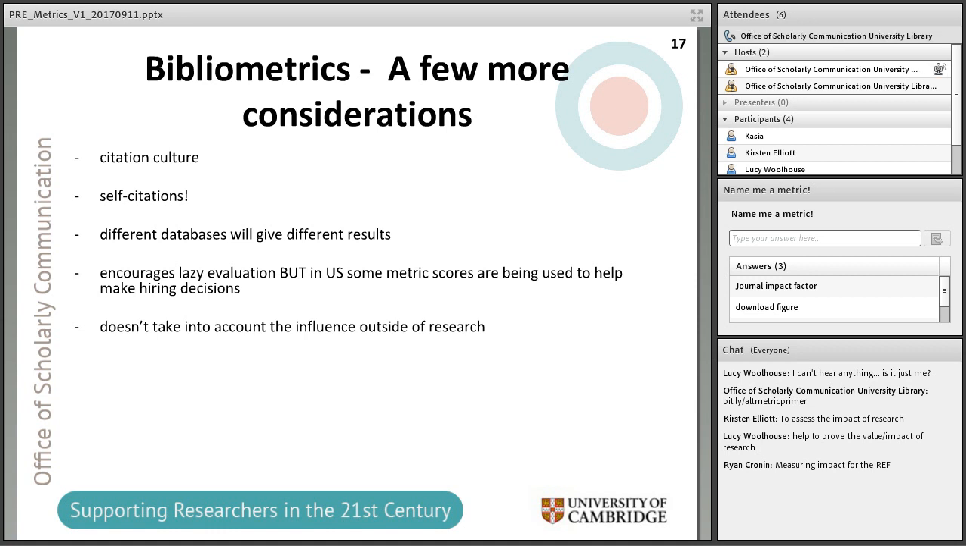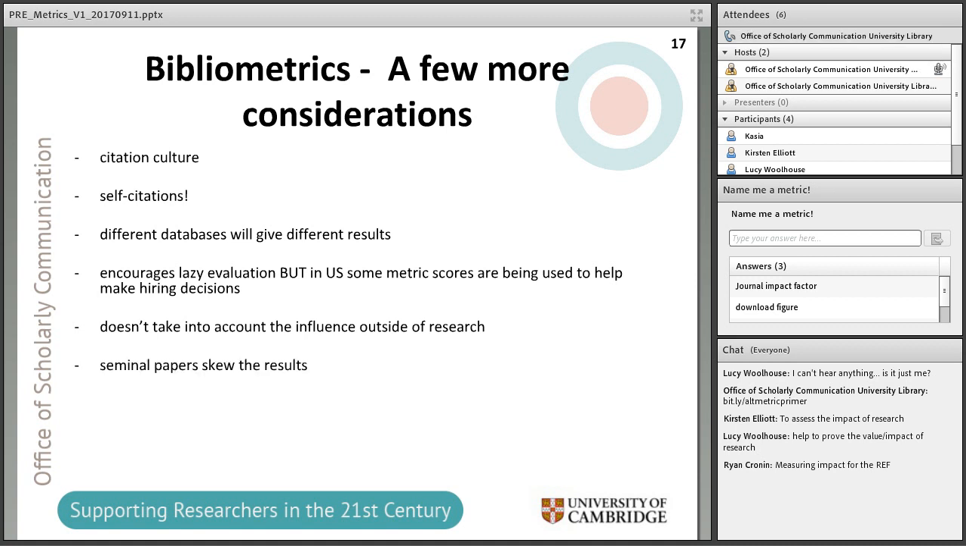So when we're thinking about using metrics for impact and REF, metrics can give you one side of the story. It can tell you about the impact it's had probably within the academic community itself, because we're talking about academics citing other academics, but it's not going to tell you about what influence and impact it's had outside of the community.